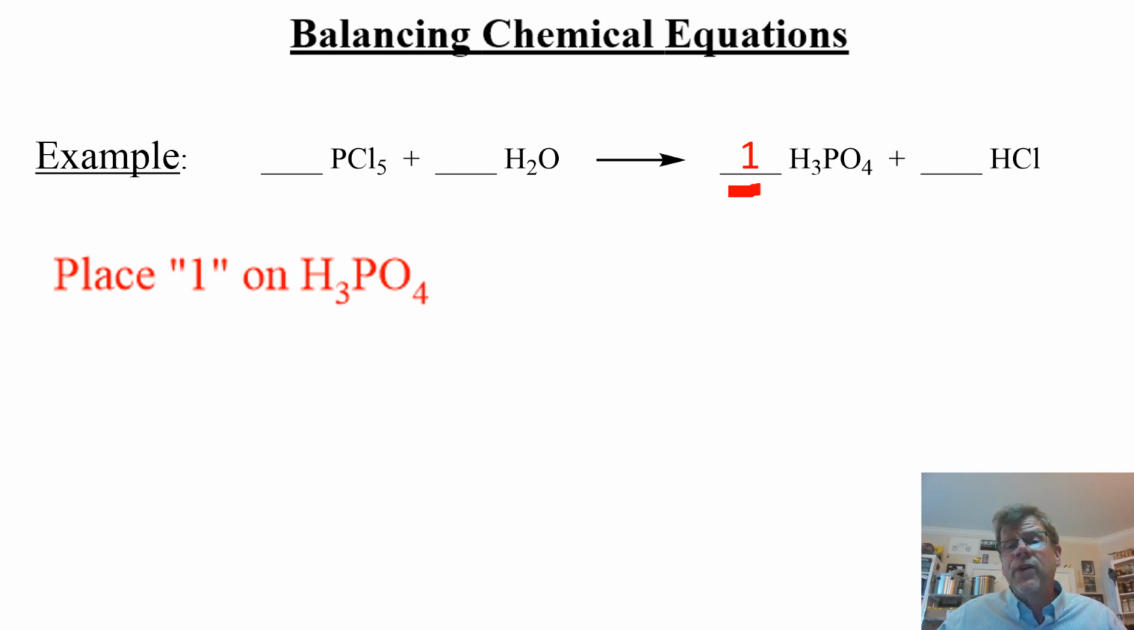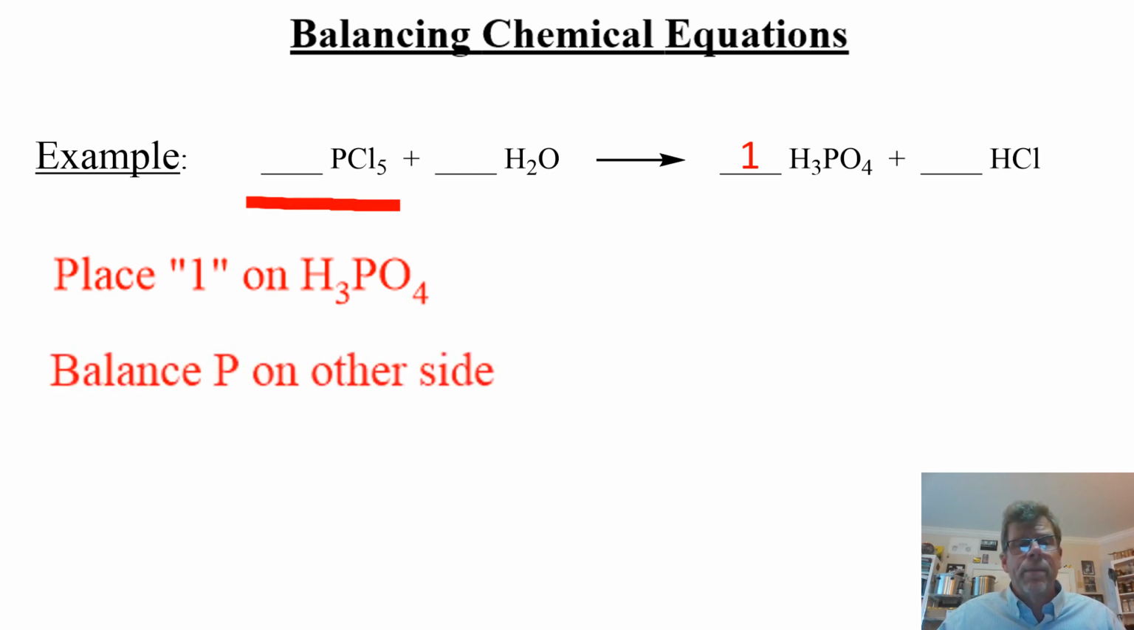Well, with this 1 in front of H3PO4, we have 1 phosphorus atom. Thus, there must be 1 phosphorus atom way over on this other side. There has to be. So, in this case, here's the phosphorus containing component, and there is 1 of them there. So I'm going to balance phosphorus on the other side by placing a 1 there.